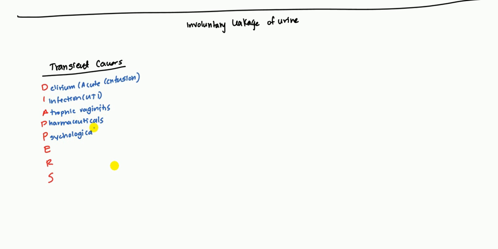You also have psychological problems such as depression, which can also lead to these issues. Other psychological disorders can express themselves as urinary incontinence. Excessive urine: this means someone who's drinking too much fluid. Someone with polydipsia, or diabetes insipidus, might have this incontinence. Restricted mobility: they may have the urge to urinate, but they can't get up and go to the bathroom. And finally, stool impaction. Someone who has very severe constipation and stool impaction can have compression on the bladder, which decreases the compliance of the bladder. So those are transient causes.